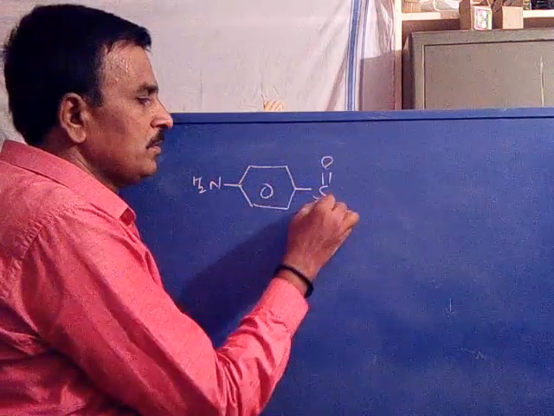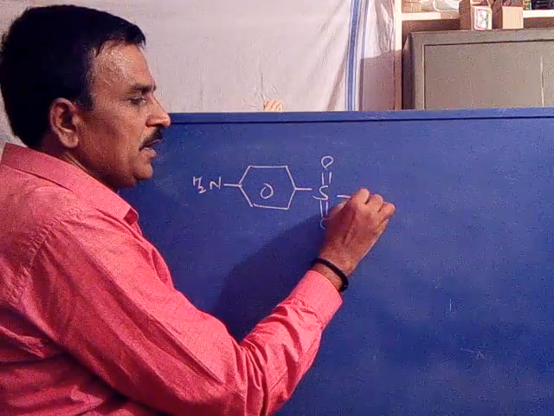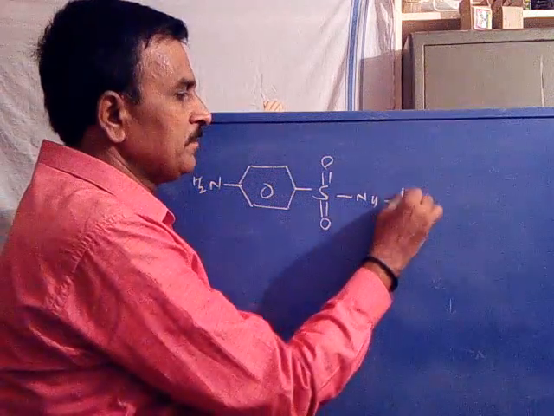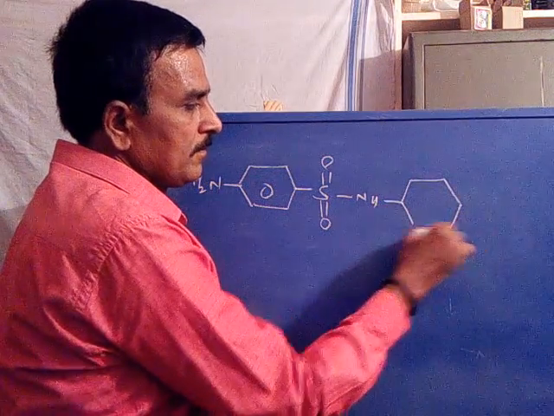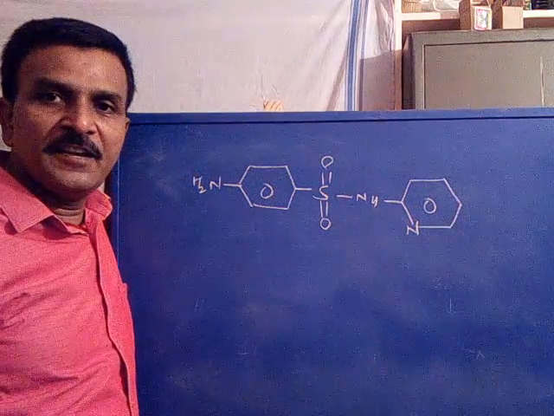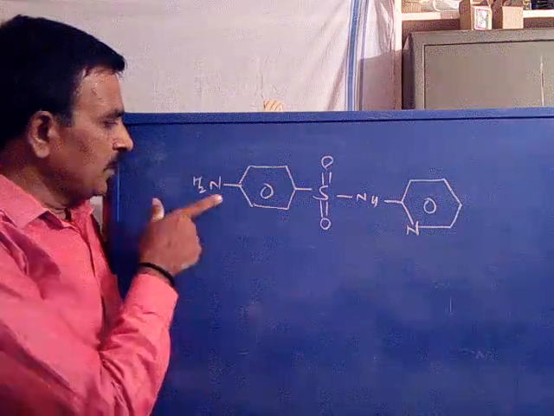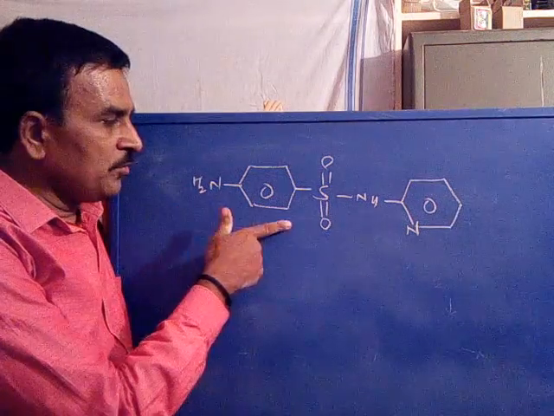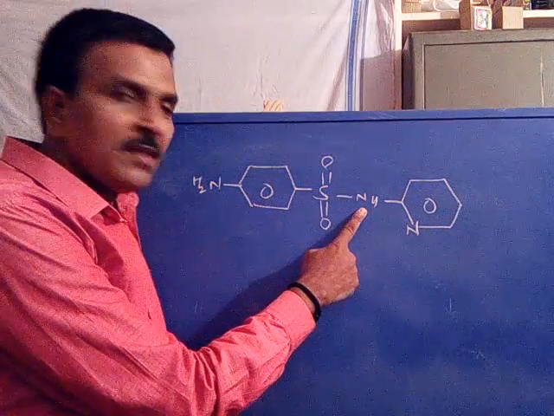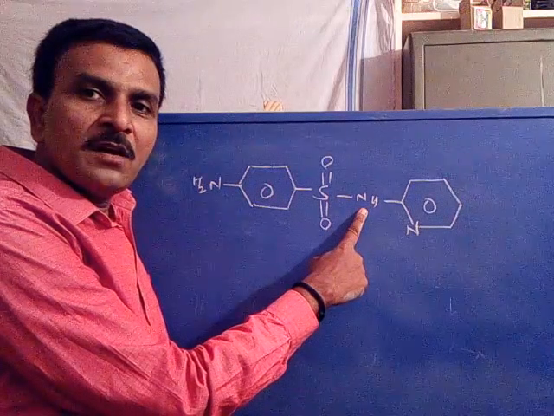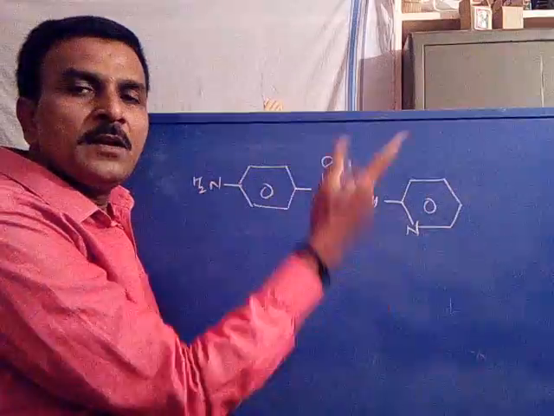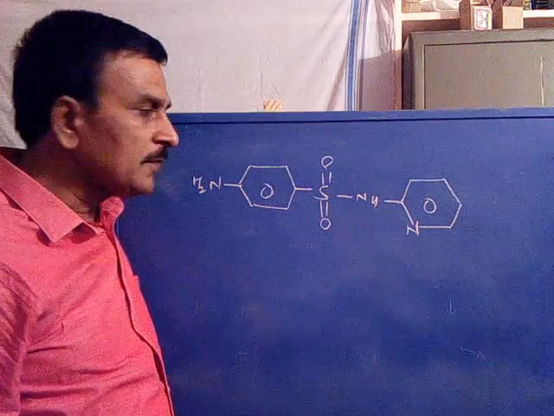S double bond O, S double bond O, NH here. One hydrogen is replaced with a pyridine to get sulfapyridine. Now there is no change in the NH2 group, there is no change in the benzene ring, there is no change in the SO2 group, but only the sulfonamide hydrogen of the NH2 group of sulfonamide is replaced with a heterocycle, that is pyridine, to get sulfapyridine.